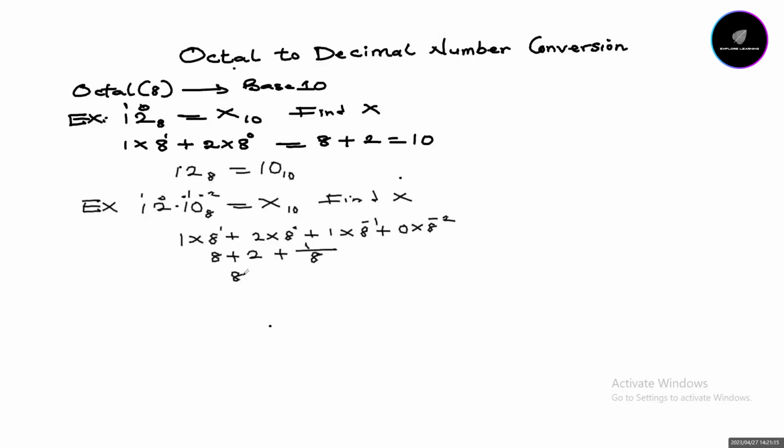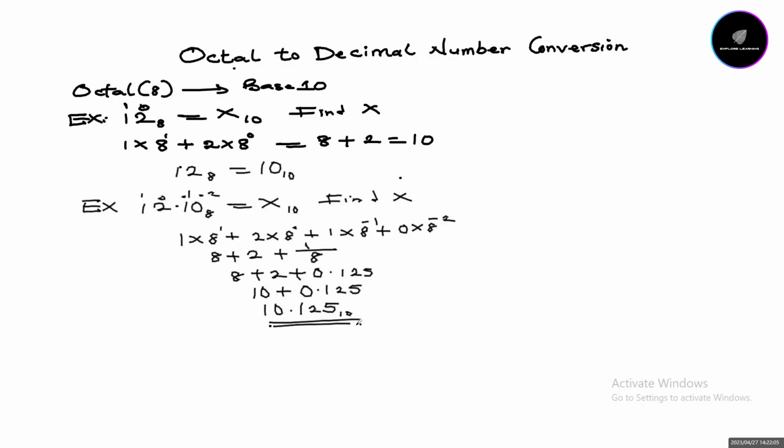So we're going to have 8 plus 2 plus 0.125. So that will give us 10 plus 0.125, which gives us 10.125 base 10. So this is the answer for it. So we have considered two scenarios where we have a decimal point and where we do not have a decimal point. So the next exercise we're going to talk about is the hexadecimal to decimal number conversion.